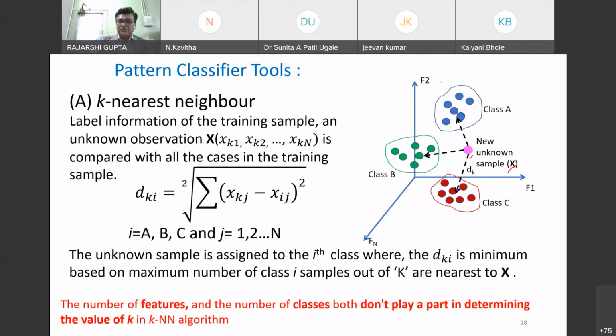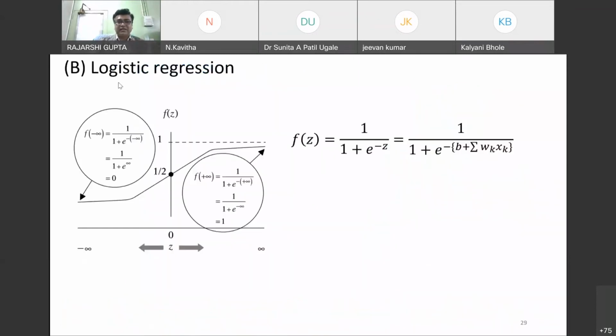That means the nearest 5 samples will be considered like this, and based on that there will be a voting. The majority of the classes inferred by the classifier will be the class to which this unknown sample will be assigned. Okay, next one. I think these have also been already covered.